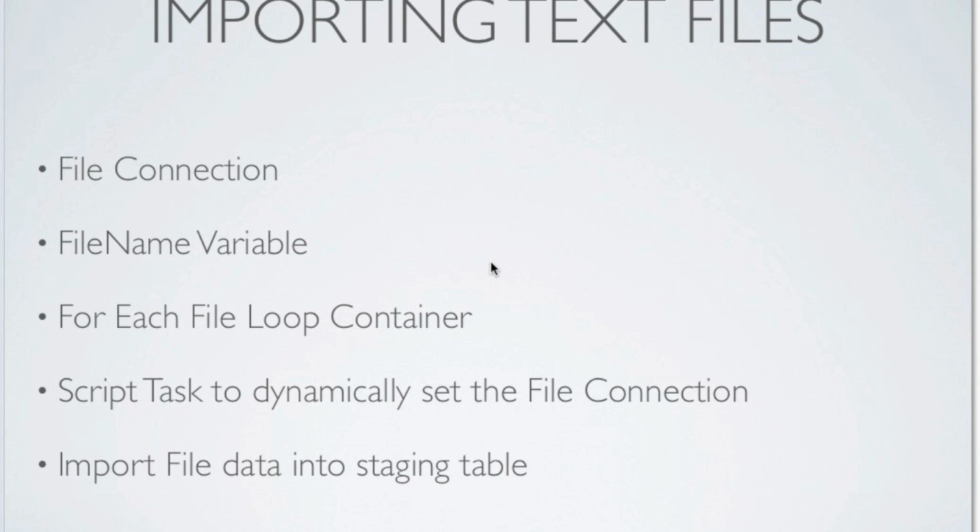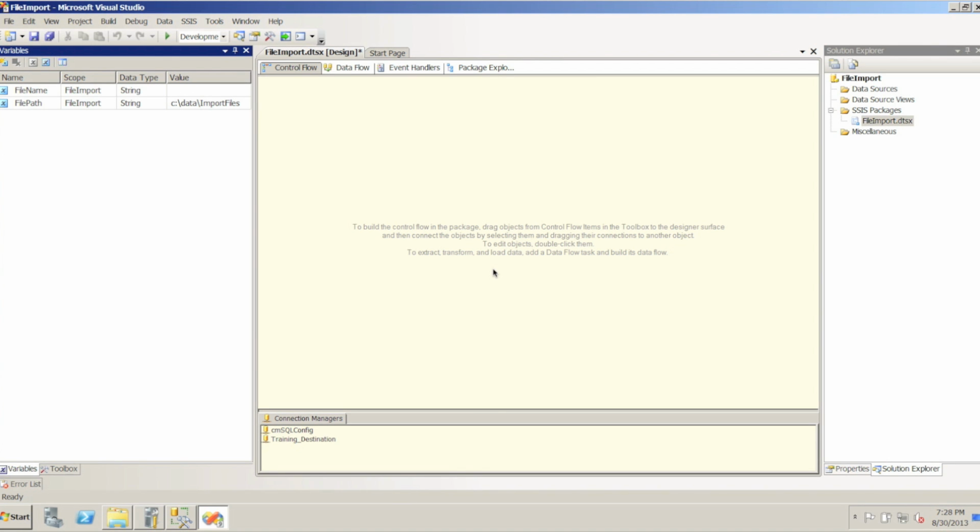In this video, we'll be looking at importing text files using the SSIS package that we built in the previous video. We're going to be using a file connection to connect to the file that we're going to import. We'll need a file variable to actually hold the name of the file, because we're going to be using a for each file loop container to examine a folder and import all the files that are actually in that folder. We're also going to use a script task to dynamically set the file connection, and we're going to use a data flow task to import this into a staging table.